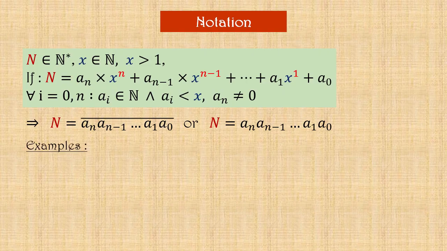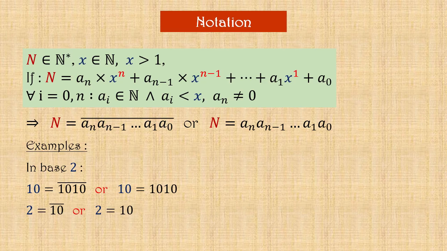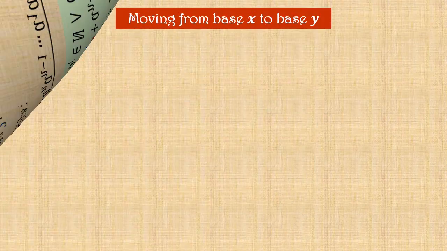Let's see some examples. In base 2, the number 10 is equal to the juxtaposition of the numbers 1, 0, 1, 0, or just 1010. As for the number 2, it is written in base 2 as 1, 0, or just 10. Let's now see how to convert a number written from one base to another.